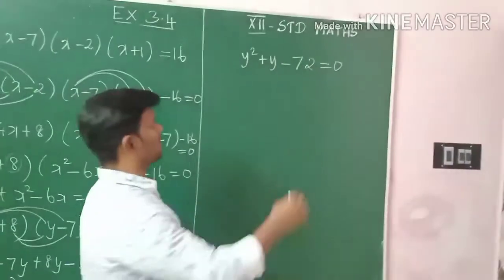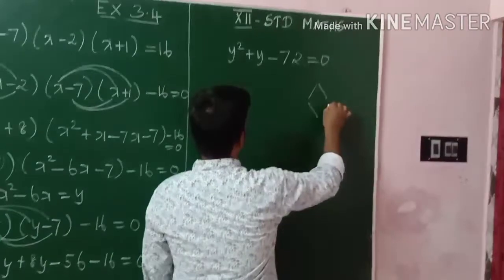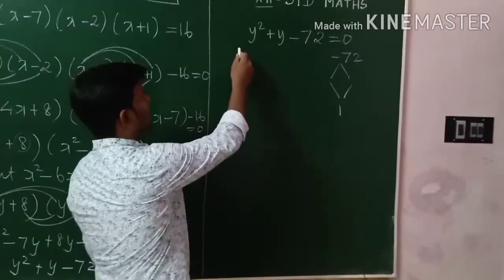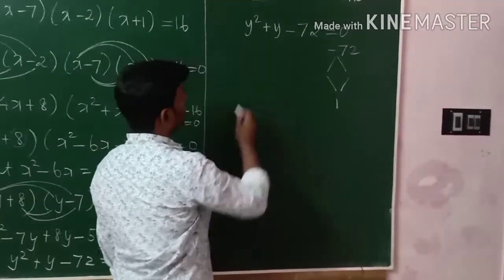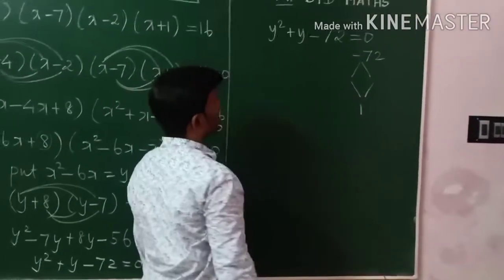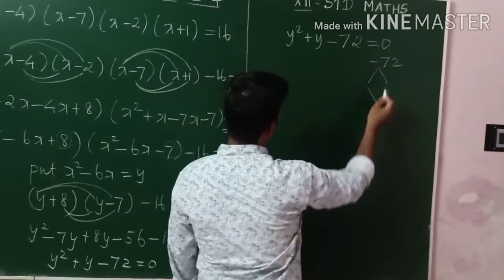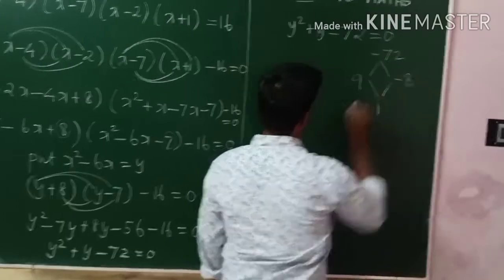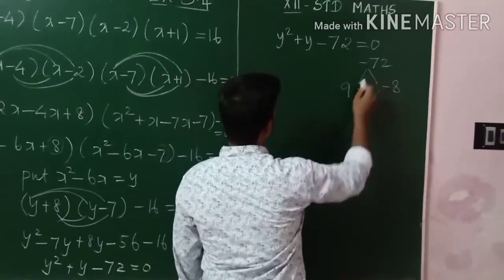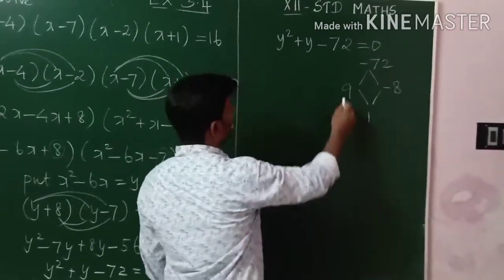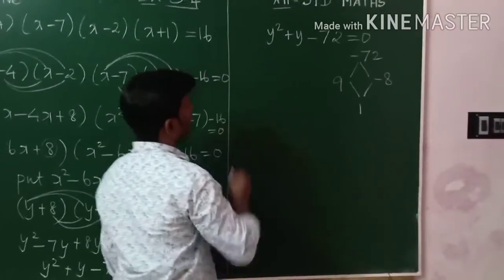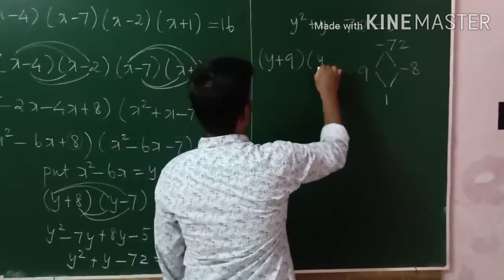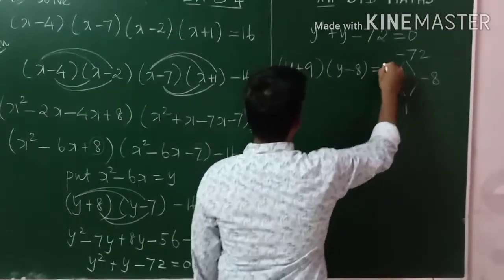So now we have to factorize this. How do we have to factorize this? Take the coefficient of y square, multiply with the constant term: 1 into minus 72, and the coefficient of y is what? 1. So the product is minus 72 and the sum is 1. So I'll take 9 8s are 72, plus into minus, 9 minus 8 is plus 1. So our factors are (y plus 9)(y minus 8) equal to 0.